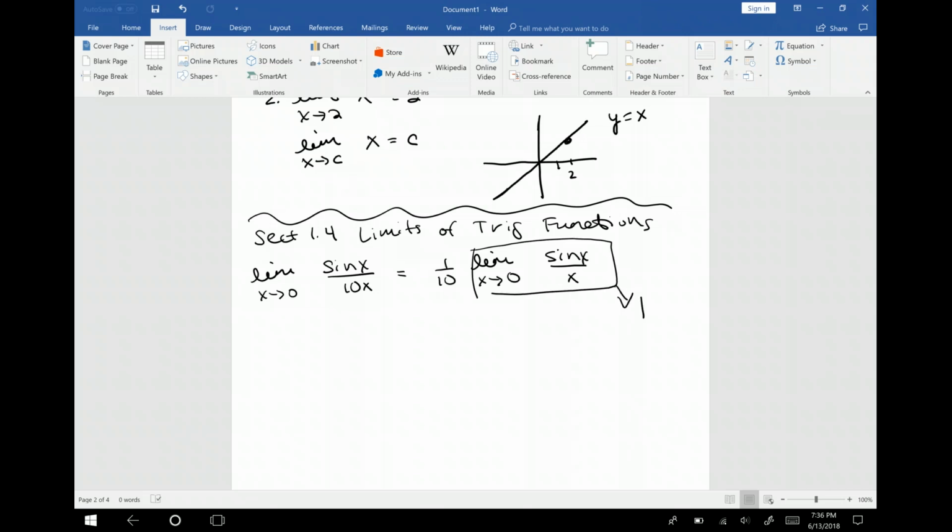So we like to try to get our limits to be that, because then we know that whole thing is going to be equal to 1. And then this limit is going to be equal to 1/10, because we have 1/10 times that 1. So that's just a property that's good to know.